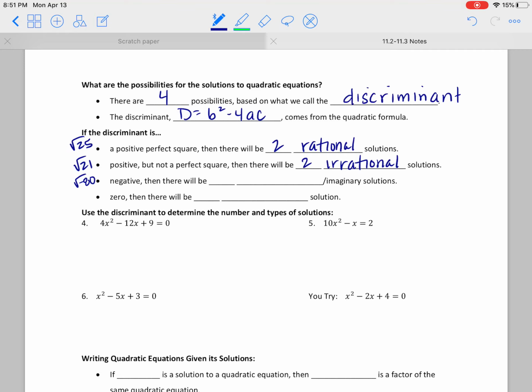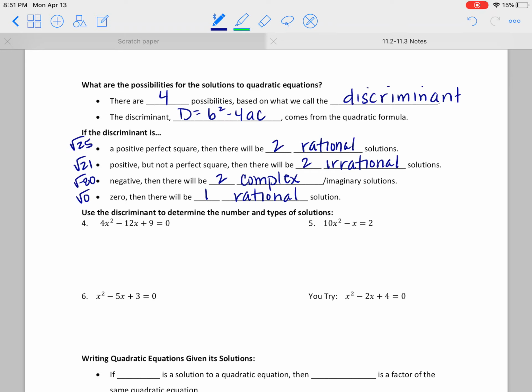If we get a negative number, what do we see? Negative 80, whether it's a perfect square or not. If the number under the radical is negative, then you're going to get 2 complex or imaginary solutions. And then lastly, if we have a 0 under the radical, the radical goes away, and that would be the only case where you get 1 rational solution.